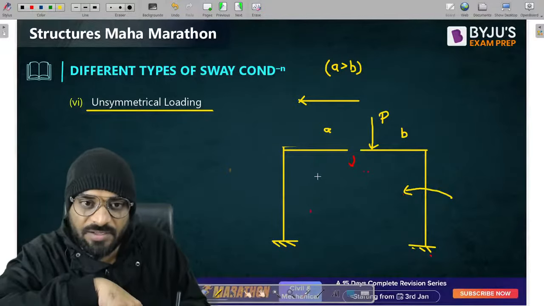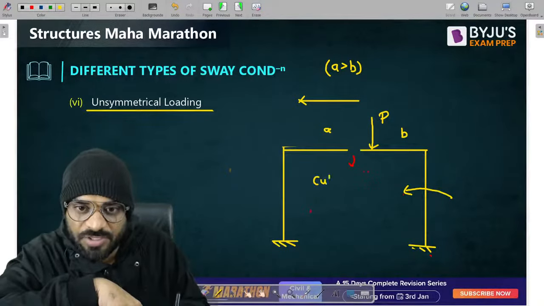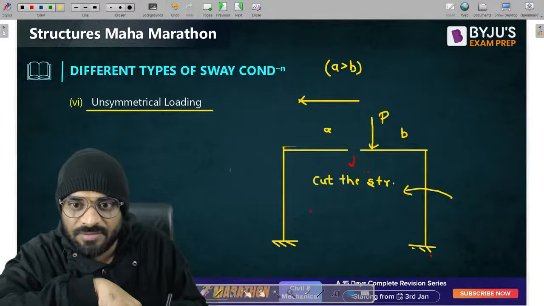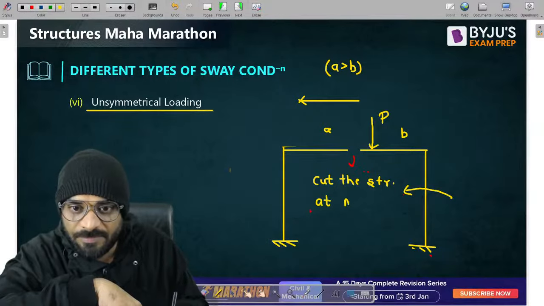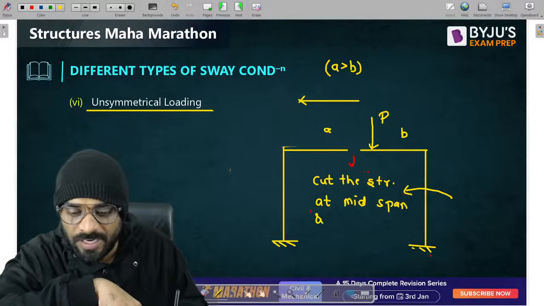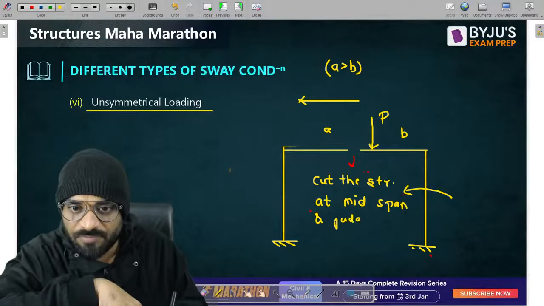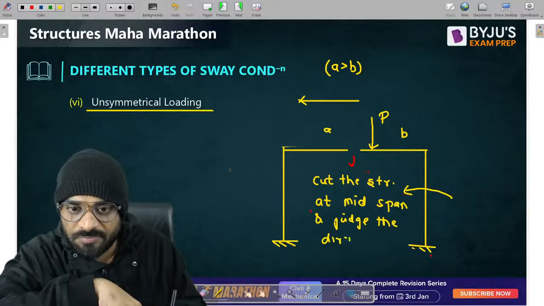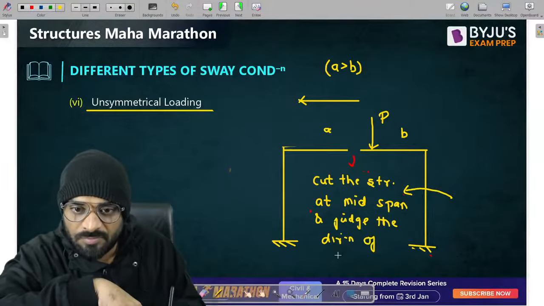Use black, sir. Child, how will black be visible on black? How is it possible? Cut the structure at midspan and judge the direction of collapse.